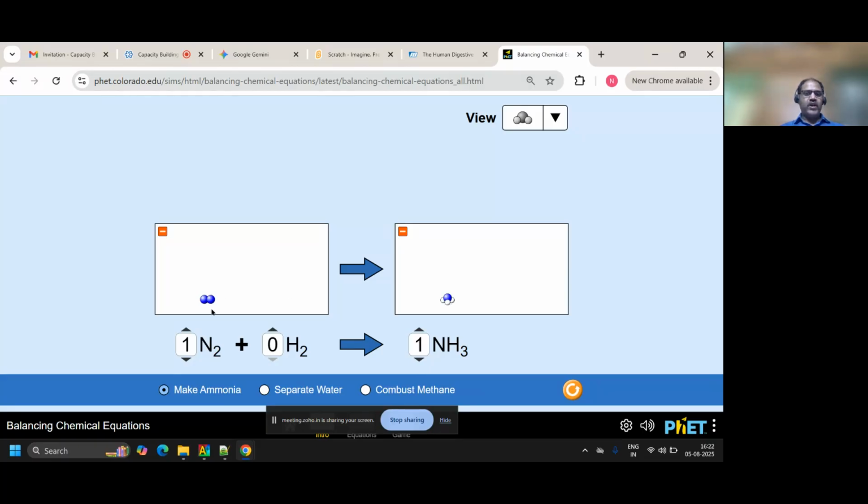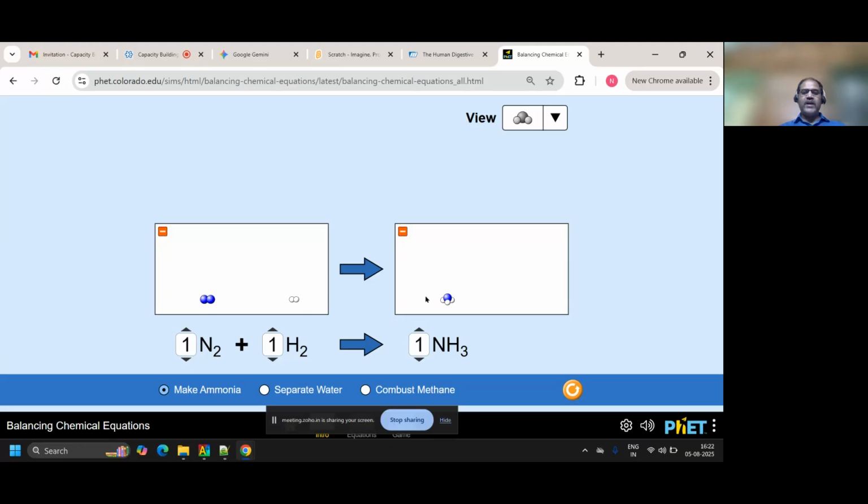Nitrogen is shown in blue color. Suppose I say two hydrogen atoms, in white color. Here there are 3. So what should I do? I want to balance this equation.